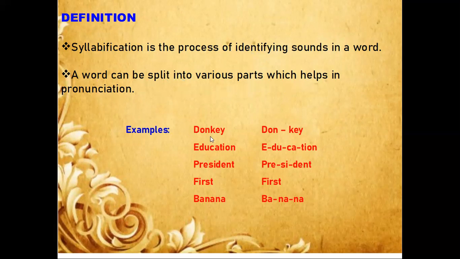For example, donkey. This is a word. So we can split the word into two syllables. Donkey. Education. President. Then first, this is a monosyllabic word. Banana. So, syllabification is the process of identifying sounds in a word, and it can be split into various parts which helps in pronunciation.